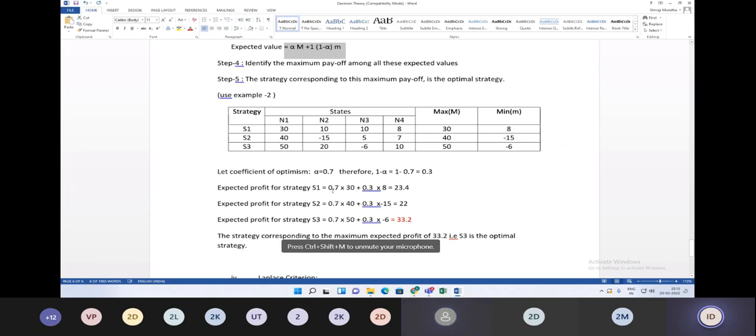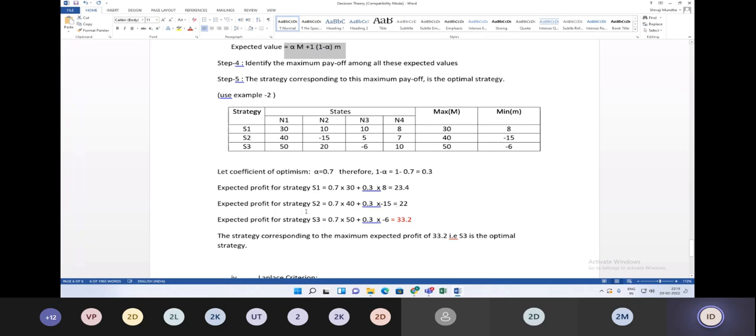So S1 is equal to 0.7 multiplied by 30, that is capital M, plus 0.3, that is 1 minus alpha, multiplied by small n, that is 8. I just put the values in this formula. Here we assume that the alpha value is 0.7, so 1 minus alpha is 0.3. So the answer is 23.